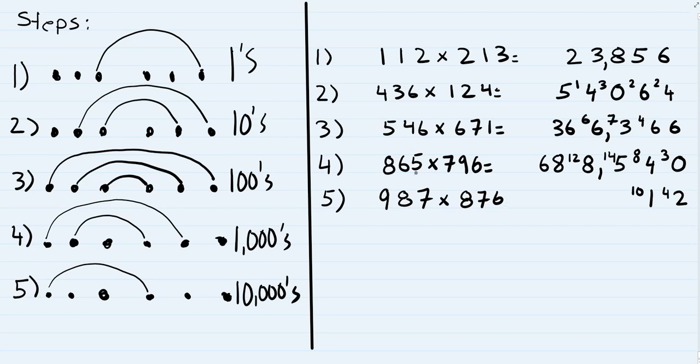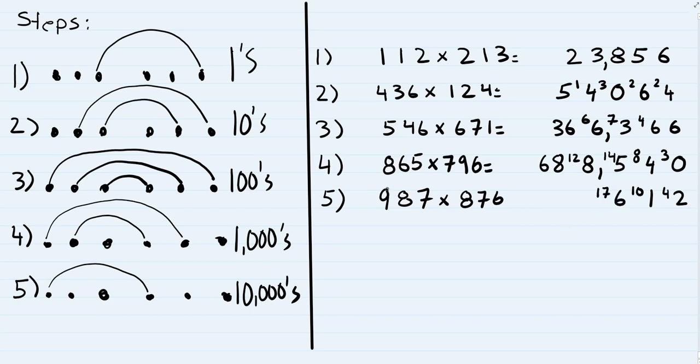Great, now I'm at my 100. So I have 9 times 6, 8 times 7, and then 7 times 8. So 54 plus 56 is 110. 110 plus 56 is 166. 166 plus 10 is 176. So I say 6, carry the 17.